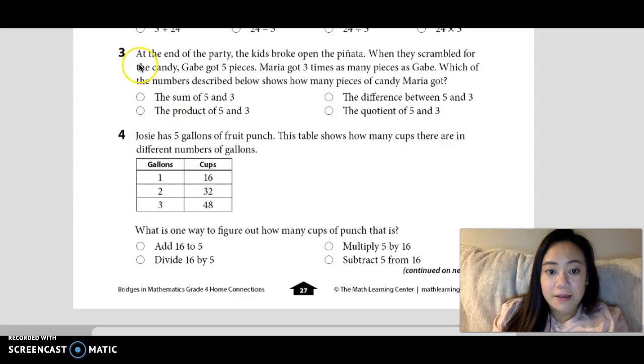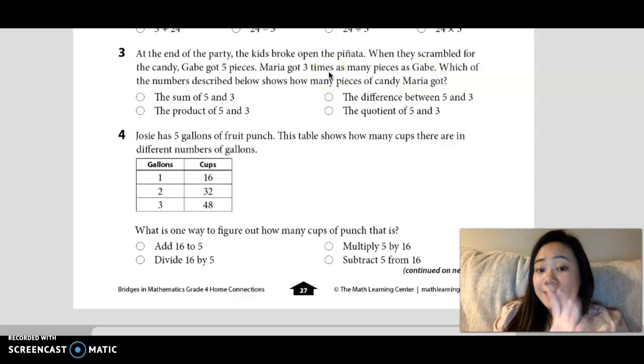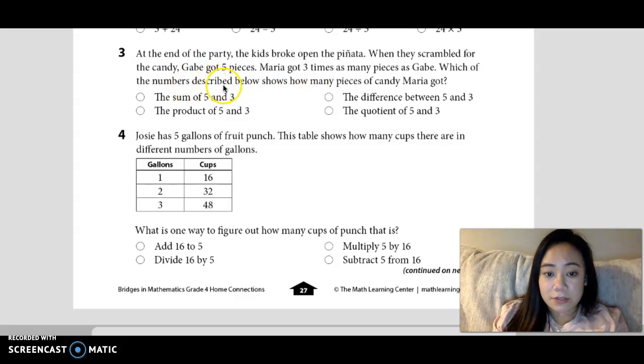Number 3, at the end of the party, the kids broke open the piñata. Fun. When they scrambled for the candy, Gabe got 5 pieces. Maria got 3 times as many pieces as Gabe. So she didn't get 3 more, she got 3 times as many. Which of the numbers described below shows how many pieces of candy Maria got? So you really got to know vocabulary here.